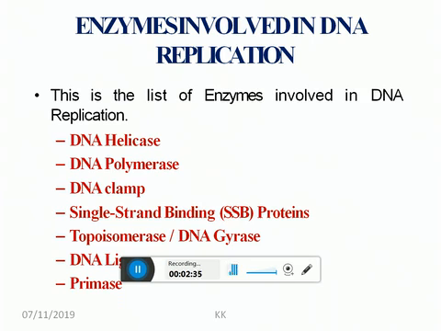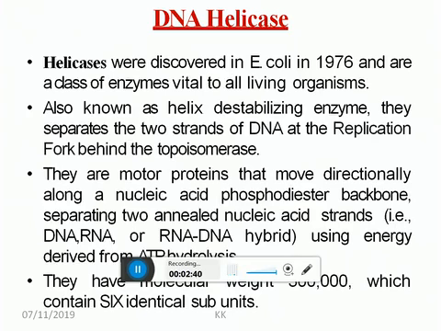One by one, we are going to see these enzymes and their roles. First, DNA helicase. Helicase was discovered in E. coli in the year 1976 and is a class of enzymes vital to all living organisms. It is also known as helix destabilizing enzyme. They separate the two strands of DNA at the replication fork behind the topoisomerase.